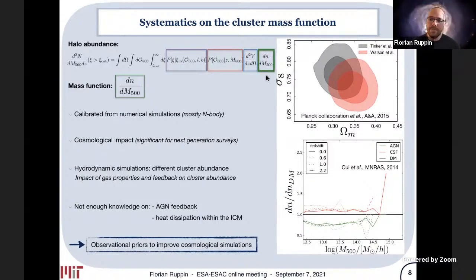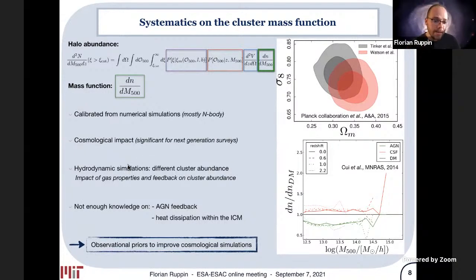And here, what I would like to emphasize on this slide is the importance of the cluster mass function for the next generation survey. Indeed, this mass function is calibrated from numerical simulations, and in the past, we've mostly used mass functions calibrated from n-body simulations. Here, for example, you can see the cosmological constraints obtained on sigma 8 and omega m from the Planck collaboration using 2 different mass functions. And while the difference here is not significant at all, it has been shown in several studies now that this difference is going to be significant for the next generation surveys, such as Euclid or the Rubin LSST.